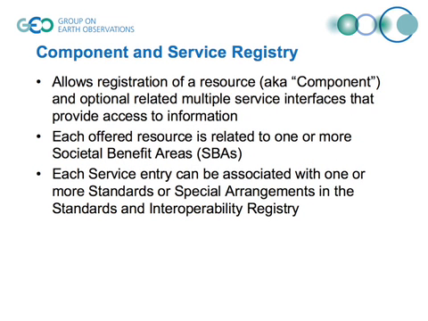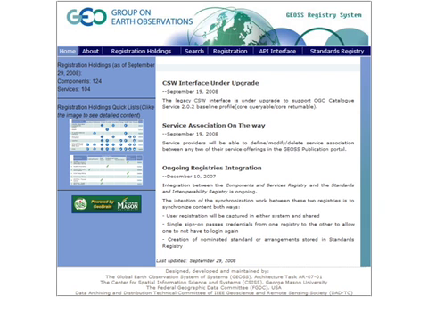The Component and Service Registry allows for the registration of a resource we call components. These resources can be things like websites or portals or systems, and one or more related service interfaces that provide access to information. Each resource type is associated with one or more SBAs, societal benefit areas, and each entry can be associated with one or more standards or special arrangements in the Standards and Interoperability Registry.